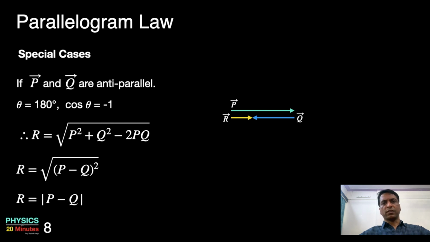Let's take another example. If P is a smaller vector pointing to the right and Q is a larger vector pointing to the left, then the resultant vector will be pointing to the left in the direction of Q.